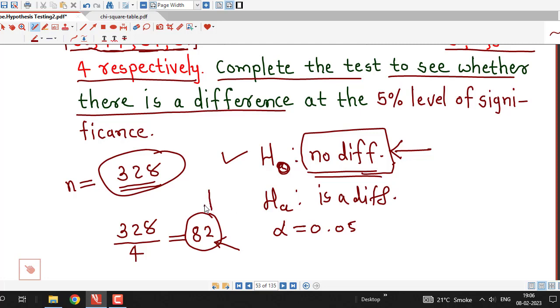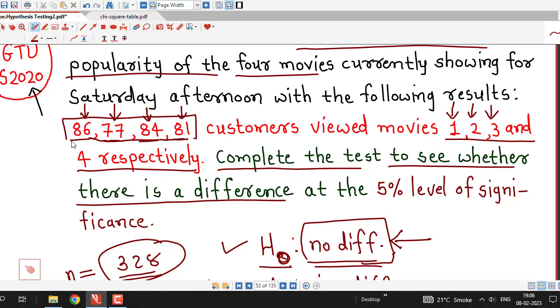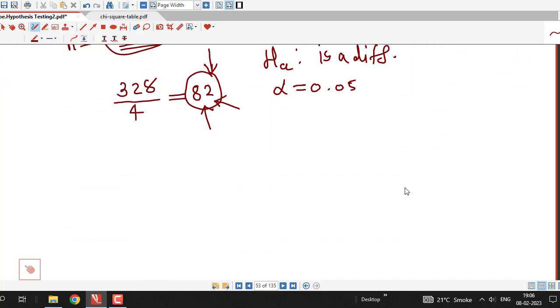If these numbers are equal, that means the 4 movies are equally popular. So we assume the null hypothesis is correct, that is there is no difference in the popularity of the 4 movies. Therefore the expected number of customers for each movie will be 82, and the given data are the observed frequencies of customers who viewed movies number 1, 2, 3 and 4. The expected frequency for each movie is the same, 82. Once we determine the expected frequencies, the rest of the things are easy.